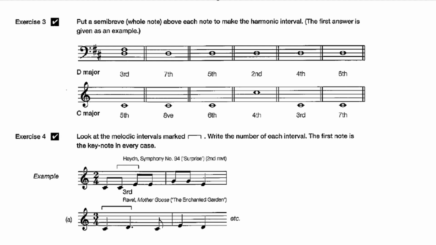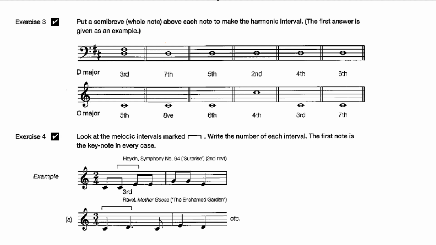So here, harmonic intervals. We're asked to draw them rather than identify them. That's fine. So we've been asked to write a third above a D, so that'll be an F, D major, F sharp because of the key signature.